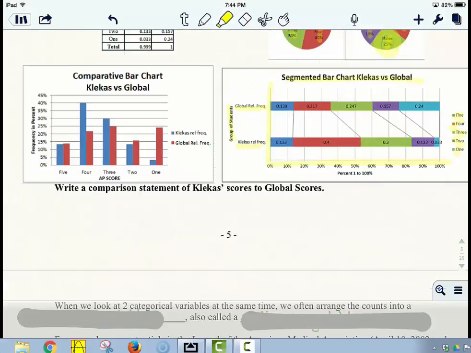Lastly, we have the comparative bar chart, which is the same as we did before, but we put both categories next to each other so you can really compare. I think you've seen these before, so I'm going to have you go ahead and write a comparison statement of my scores based on the global scores. Make sure you talk about both distributions. So Cleicas' scores were this compared to global, and write a couple of sentences.